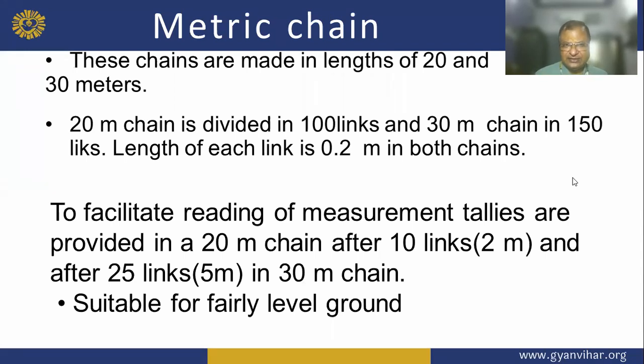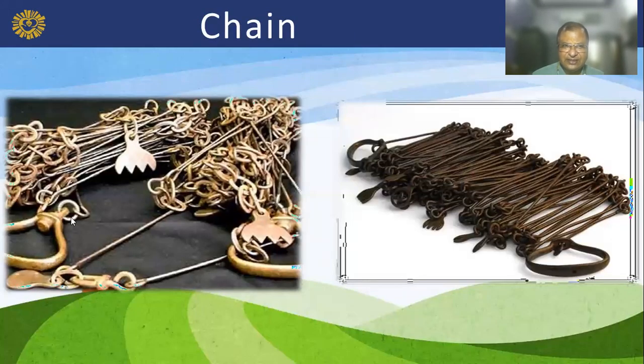Now, the 20 meter chain is divided into 100 links, and the 30 meter chain into 150 links. The length of each link is 0.2 meter, which means 20 centimeters. To facilitate reading of the measurement, tallies are provided in the 20 meter chain. You can see this picture. This is a link, this is a tally, and these are the 20 centimeter links. And this is the handle. After 5 meters, a tally is available.